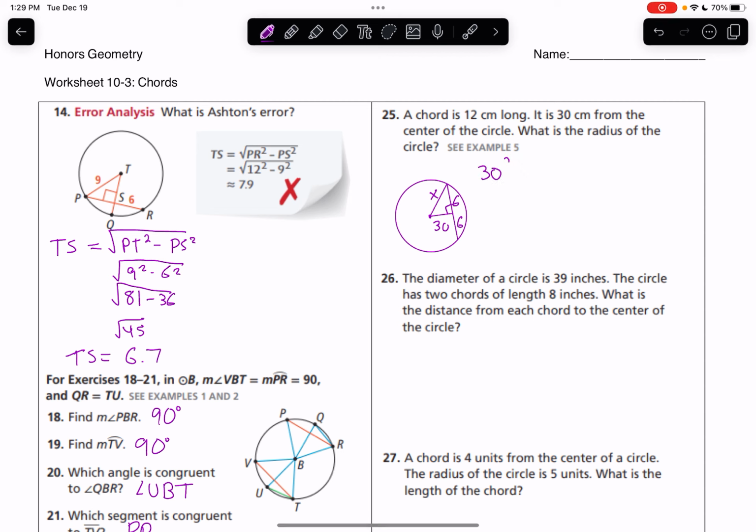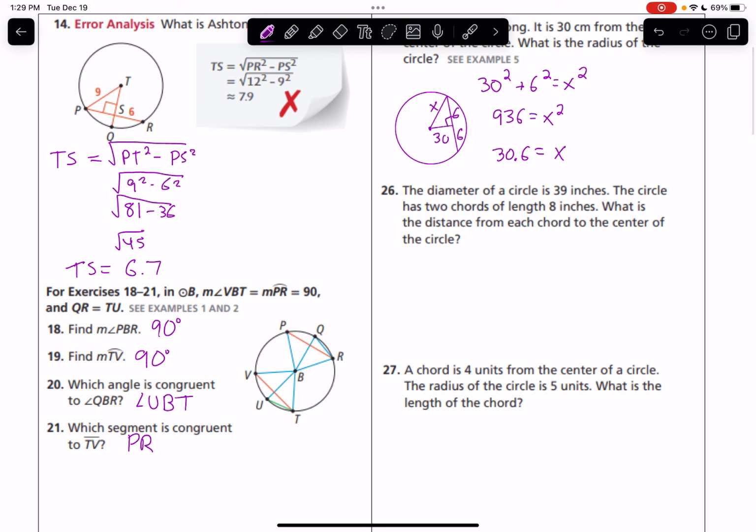So 30 squared plus 6 squared equals x squared. It's going to give me 936 equals x squared. Take the square root of both, and 30.6 equals x. So the radius of the circle is 30.6. Number 26, again, draw a circle here so that we can explain. So the diameter of a circle is 39 inches. So if that's the diameter, it goes right through the center. And I can also think of that 39 as being cut in half to be 19.5 and 19.5 as far as the radius.